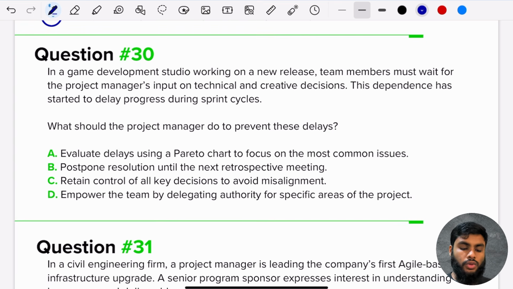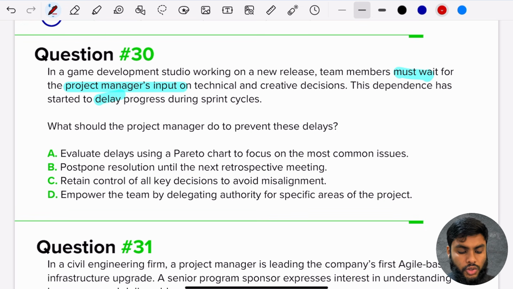In a game development studio working on a new release, team members must wait for the project manager's input on technical and creative decisions. This dependence has started to delay progress during sprint cycles. What should the project manager do to prevent these delays? Okay. Problem statement is that team members need to wait for the project manager's input. And because of this, we have delays. What should we do?